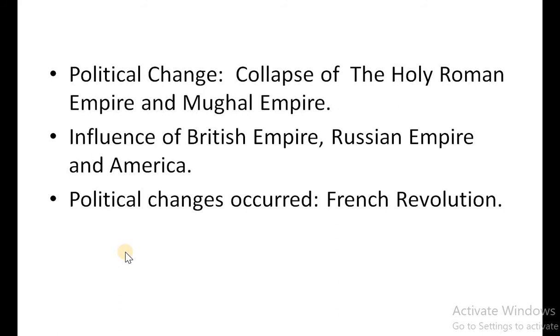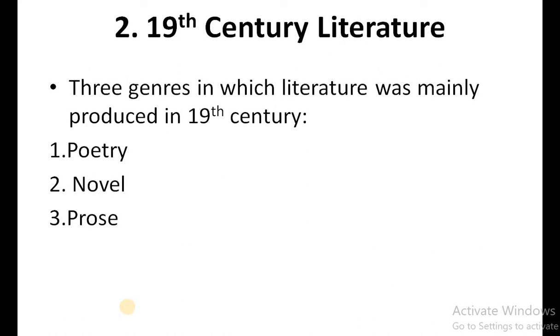And in literature, the poets and the writers also had the influence of this revolution, and they penned down its impacts in their writings as well. Next, 19th century literature. So we will discuss what type of literature was produced in the 19th century. Particularly, there were three genres in which literature was mainly produced: poetry, novel, and prose.